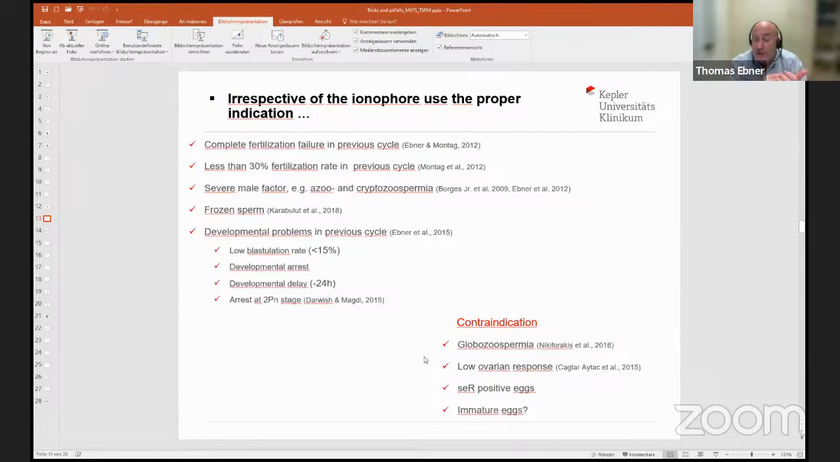In cases of low ovarian response, of course, there is no use to work with an ionophore, because if you only have 1 or 2 oocytes, it's also a problem of statistics to get fertilizations or not. I would not use it in SER positive eggs. Those eggs that have the dysmorphism of the smooth endoplasmic reticulum cluster have all the calcium concentrated in this cluster, and actually it should be distributed equally all over the cell. And this means it's not the first choice to use an ionophore. The same for immature eggs, as I will show you later on.